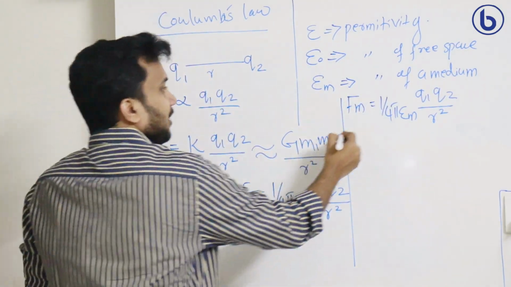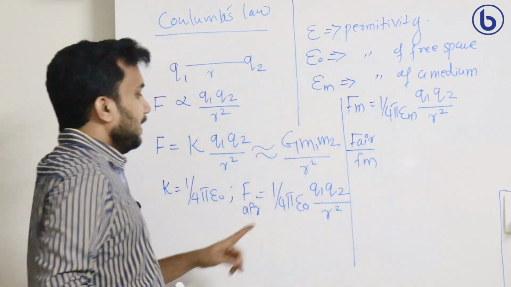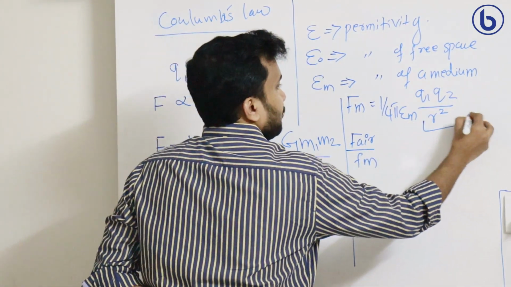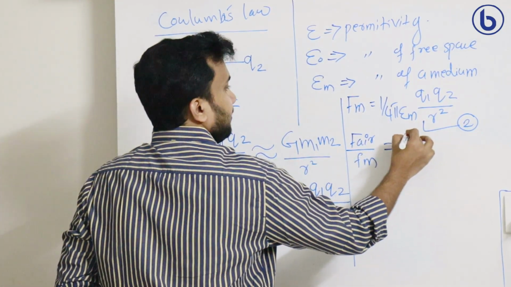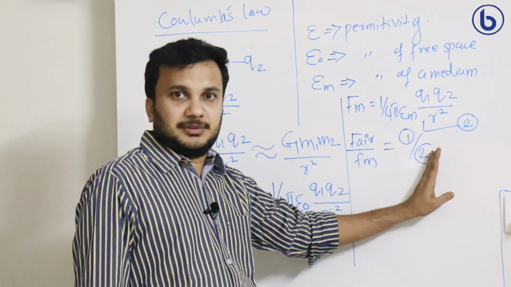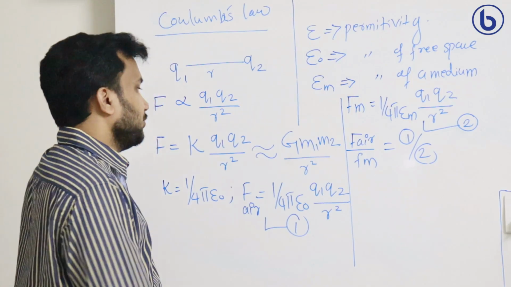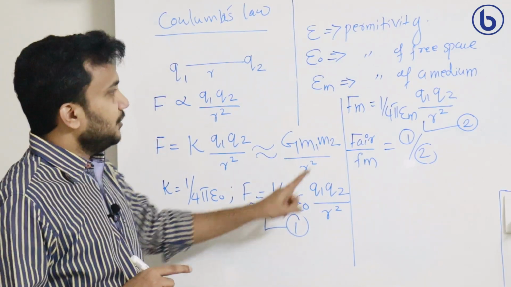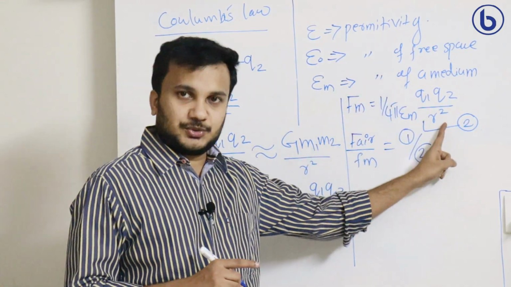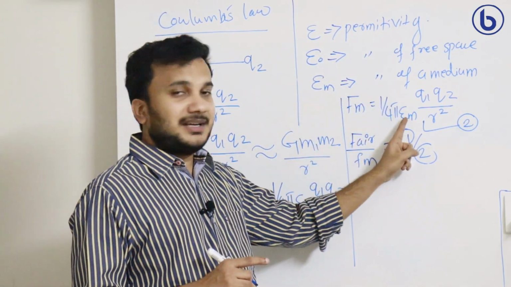Now I am doing some calculations. F air divided by F medium. F air, this I am giving as equation number 1. This I am giving as equation number 2. So F air by F medium means equation number 1 divided by equation number 2. If you are dividing 1 by 2, the common terms will get cancelled. The q1 q2 by r square with the q1 q2 by r square will get cancelled. Here 1 by 4 pi epsilon 0, here 1 by 4 pi epsilon m.